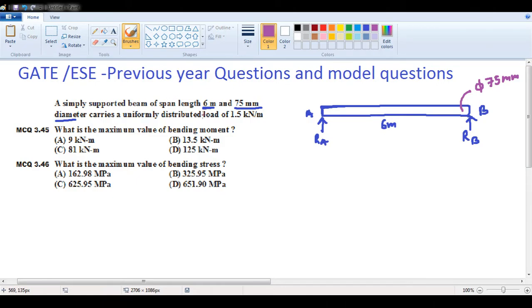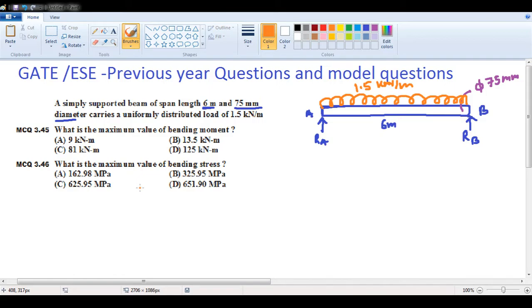It is carrying a uniformly distributed load of 1.5 kilonewton. Even this I'll put in a different color. So this is carrying a uniformly distributed load throughout the section, right? How much? 1.5 kilonewton per meter. It means every meter, the load exerted on the beam is 1.5 kilonewton. The question is asking what is the maximum value of bending moment.